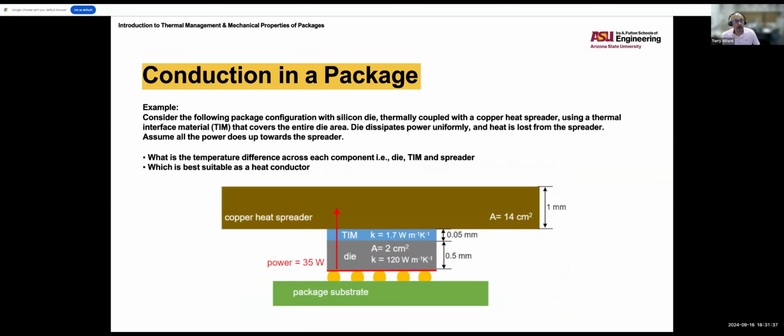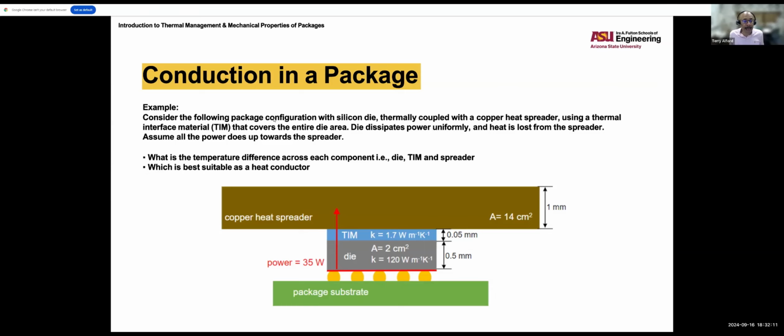All right. So now we're going to look at an example for conduction. Again, we're going to conduct the heat through the solid with the difference in temperature being the driving force. Now we're going to have to answer a couple of questions. But first, let's go through our example.